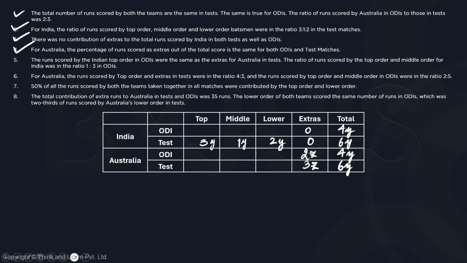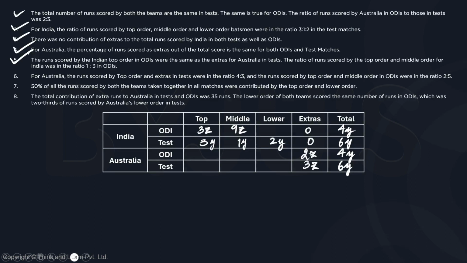Fifth one says now, the runs scored by the Indian top order in ODIs were the same as the extras for Australia in tests. So Australia in tests, the extras is 3Z. So for ODI, India top order should also be 3Z. The ratio of runs scored by the top order and middle order for India was in the ratio 1:3 in ODIs. So if this is 3Z, this is 9Z, so that it's in the ratio 1:3.